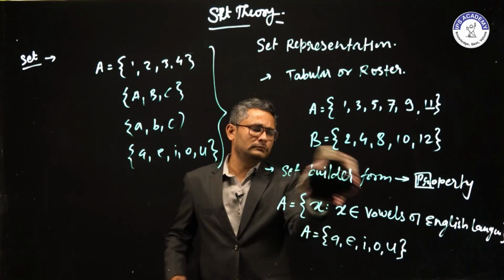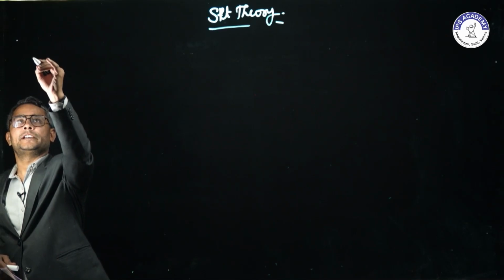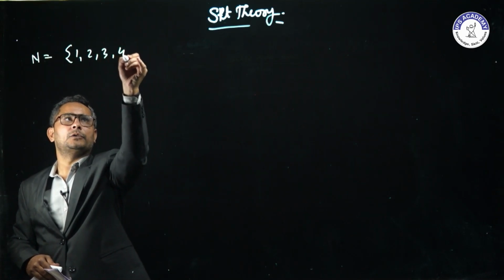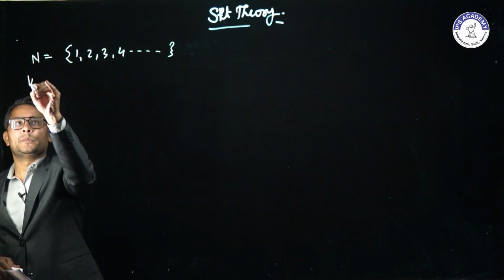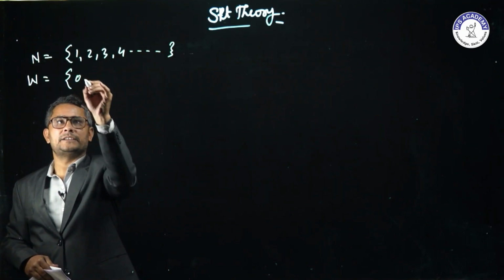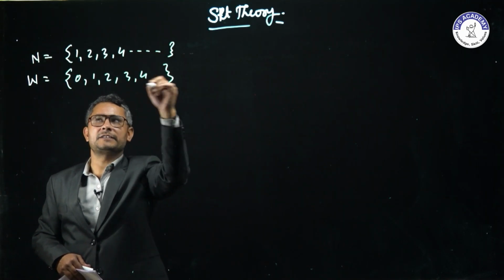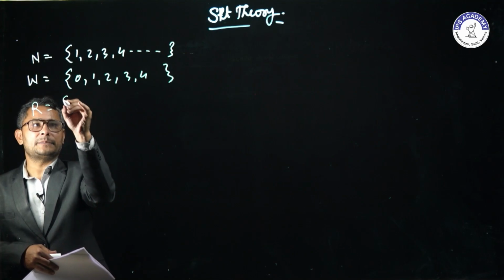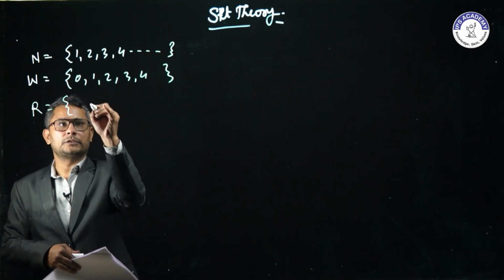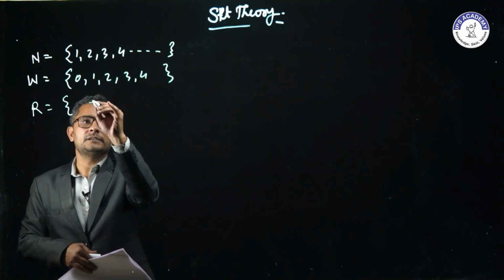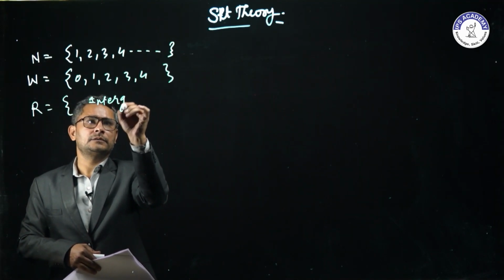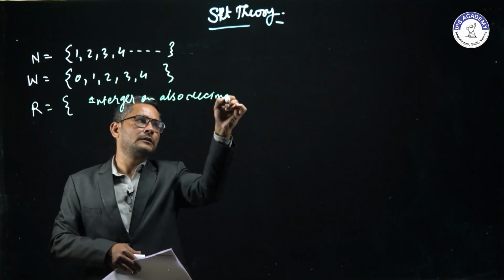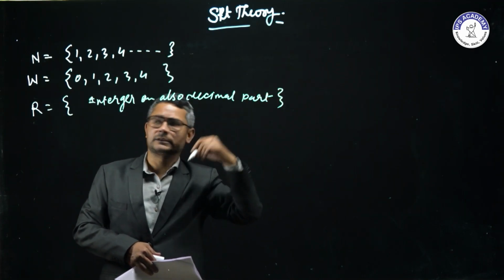The next thing, the set of natural numbers is represented by N, which are 1, 2, 3, 4 and so on. Now, the set of whole numbers is represented by W. It contains 0, 1, 2, 3, 4. This is the difference between natural numbers and whole numbers. Next is the real numbers, R, which have both the integer part as well as the decimal part. These are the real numbers.